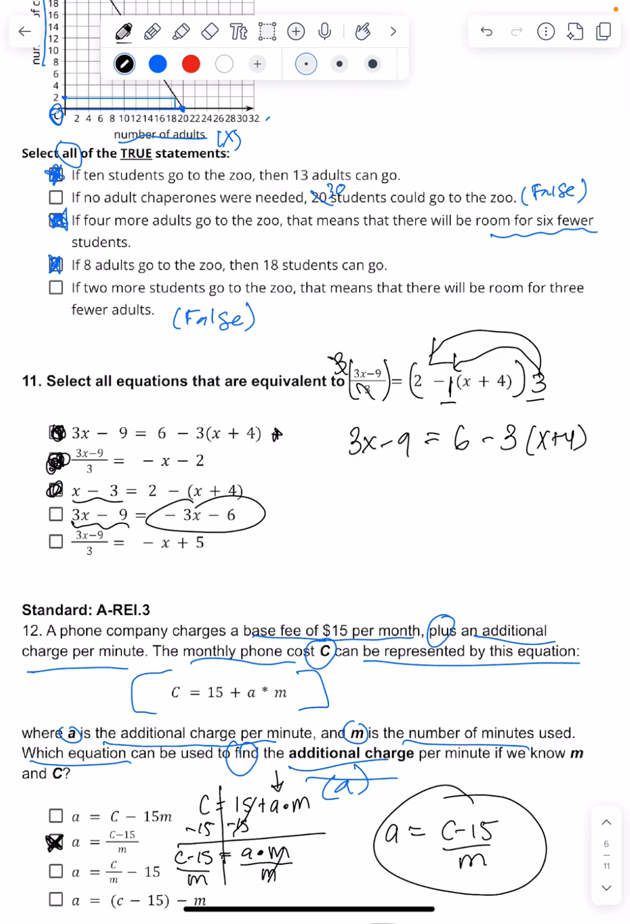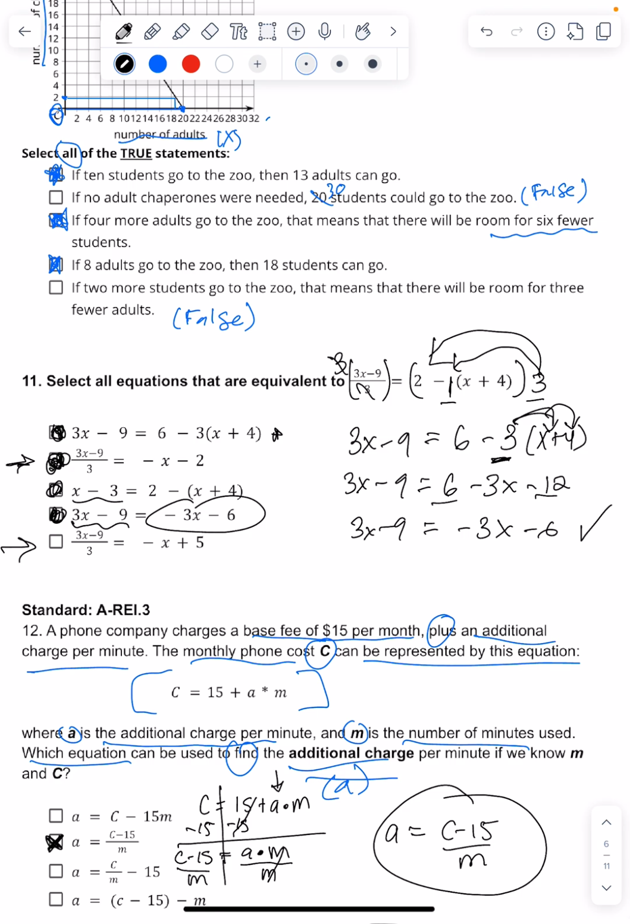But how do they get this? Well, I think they just simplify this further. Let's check, right? If we simplify this further, we get 6 minus 3x minus 12. I'm just distributing this 3 to both of these. These are like terms, so we get 3x minus 9 is equal to 6, actually equals negative 3x, and then 6 minus 12 gives you negative 6. So yes, it checks off. So that one's correct.